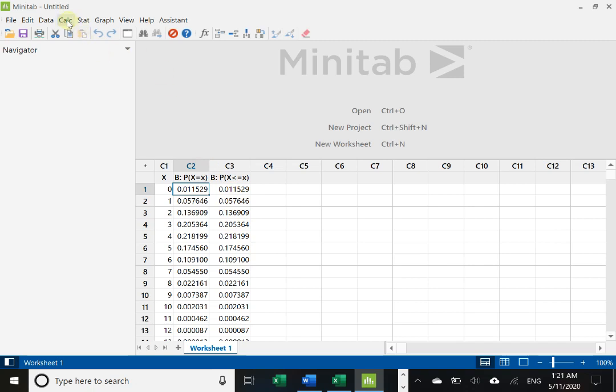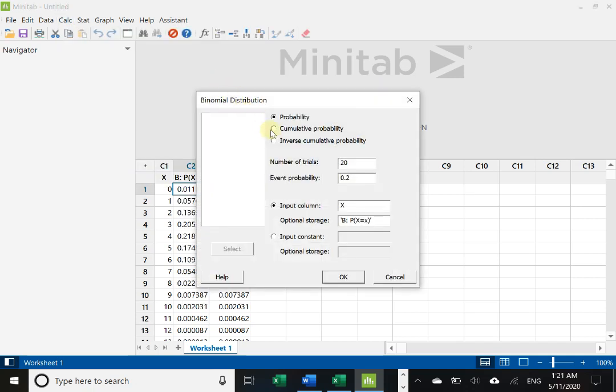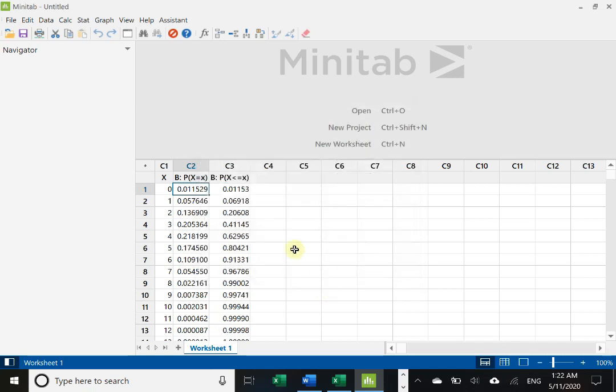So I'm going to go Calc, Probability, Binomial. This time deselect probability and select cumulative probabilities, and the optional storage. See, now we're going to go column 3, select, and it will overwrite those numbers. See, it did. And I'll show you, by the way, what the graph of this cumulative distribution function looks like. It's going to look pretty cool.